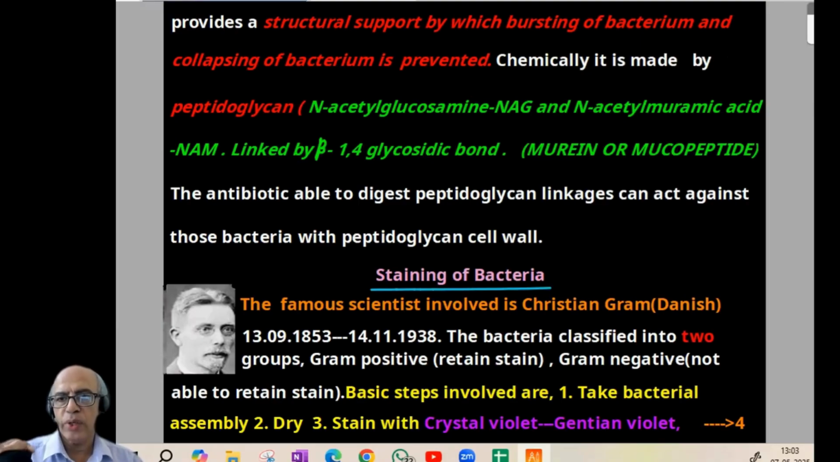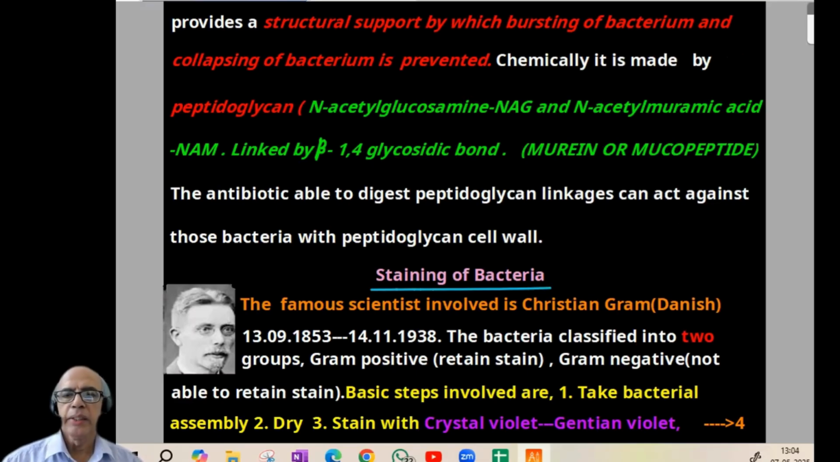So what is this peptidoglycan composition? It has N-acetyl glucosamine, short form NAG, and N-acetyl muramic acid, short form NAM, and they are linked by beta-1,4 glycosidic bond. It is also called murein or mucopeptide. Antibiotics able to digest peptidoglycan linkages can act against those bacteria with the peptidoglycan cell wall. I think that idea is clear because when we discuss mycoplasma, you can find these wall-less bacteria where these antibiotics will not work because the peptidoglycan cell wall we cannot find. When we discuss mycoplasma, I will repeat it. This is an important question in that area.